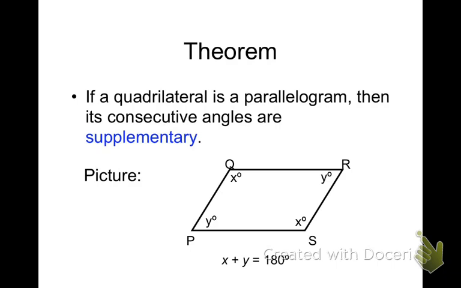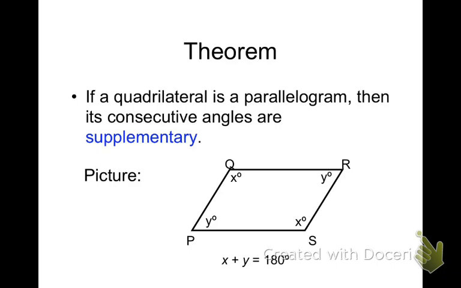Because if it's a parallelogram, then I also know that RS is also congruent to QP, so angle Q and angle R would also be consecutive interior angles. So angles that are next to each other, which consecutive is just a fancy word for that, would be supplementary. Opposite angles will be congruent.